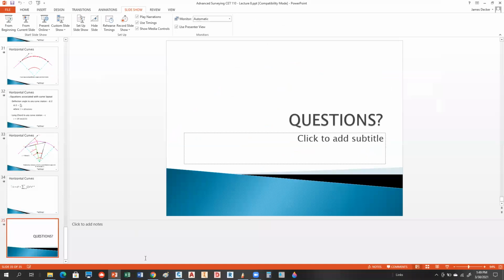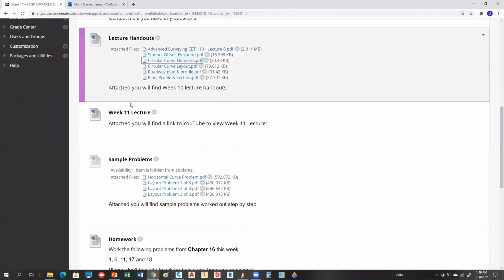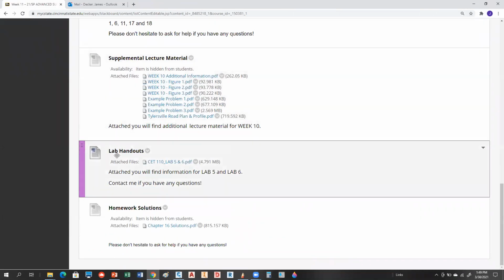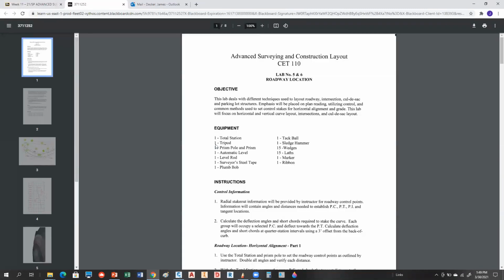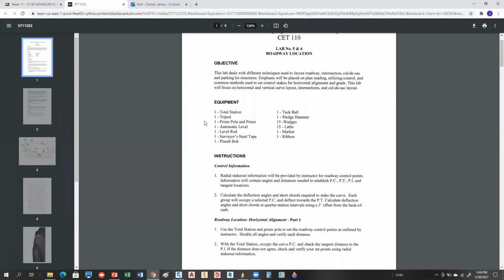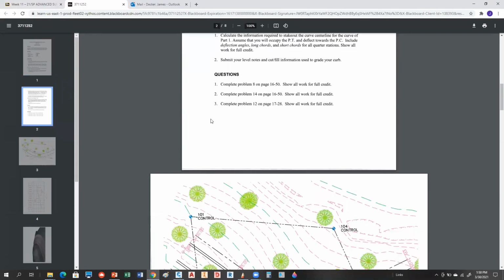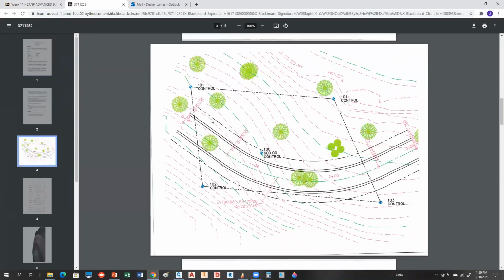let's go to the lab real quick, okay? So I do have this lab available for you under lab handouts, okay? So you can read through this for Thursday's class. And I'll show you what we're going to be doing here on this picture. We are going to be laying out this little piece of roadway.